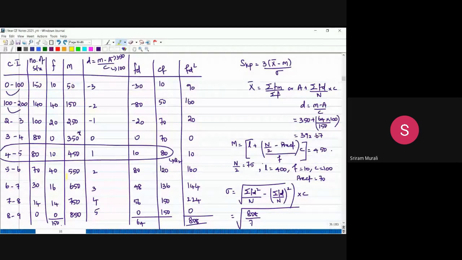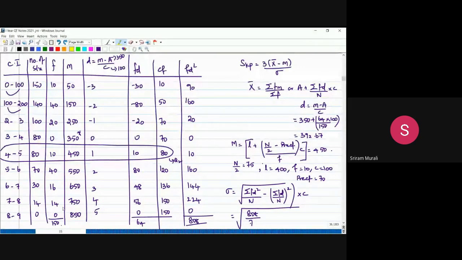Then we want to find the mid value, because we have to find the Karl Pearson coefficient of skewness. That is the second formula we have taken. It says 3 times (x bar minus M) by sigma. So we need to find what is x bar, what is M, what is sigma, everything. To find x bar, basically my requirement is the mid value. The first class interval mid value is 50, the second class interval mid value is 150, the third is 250, like that you compute.